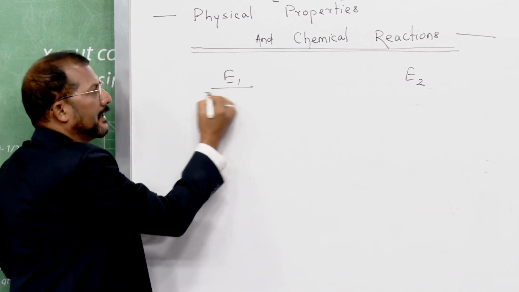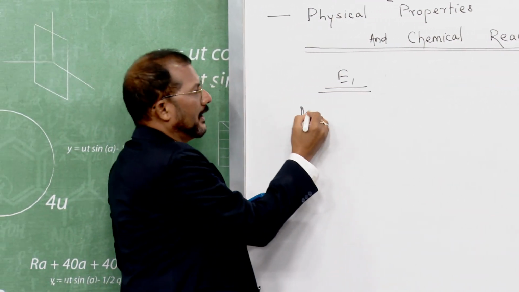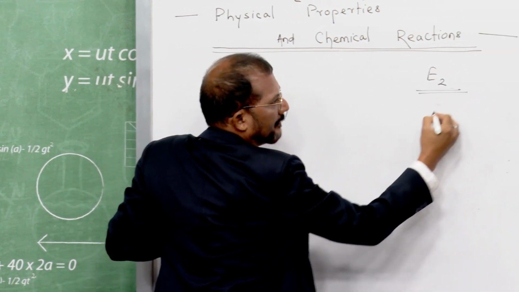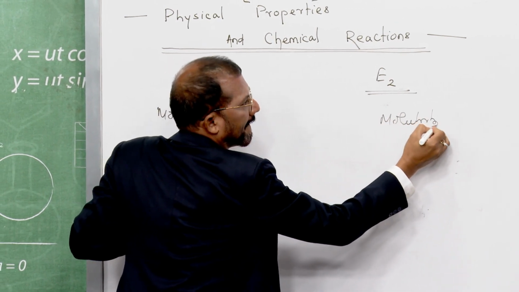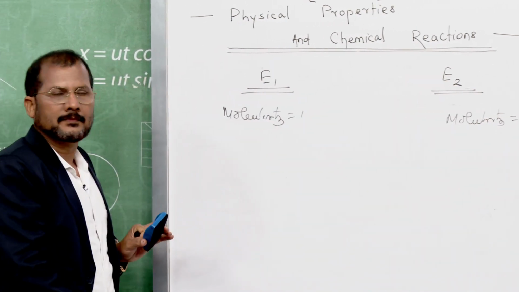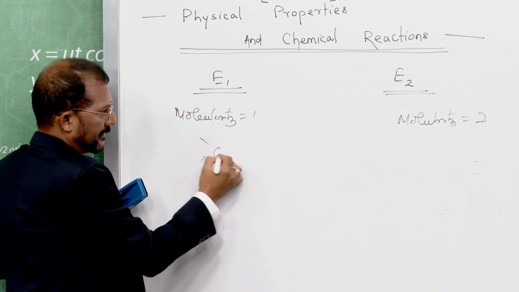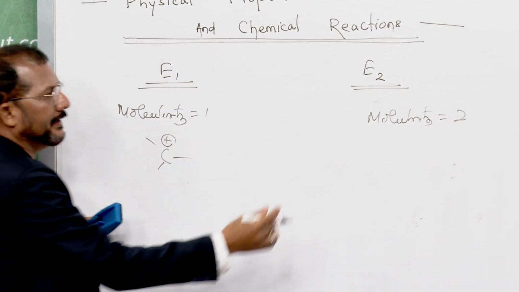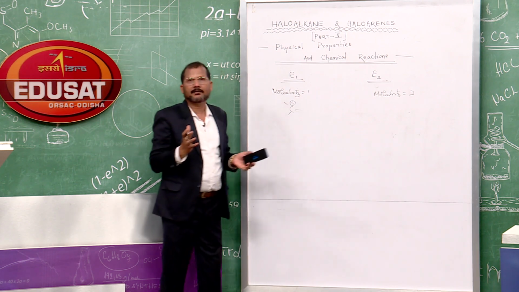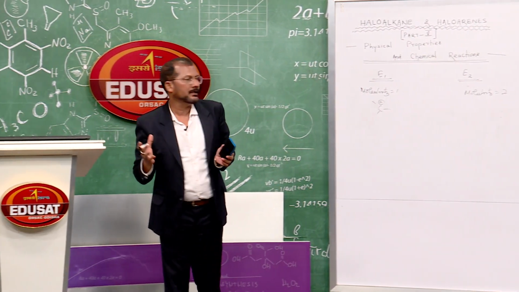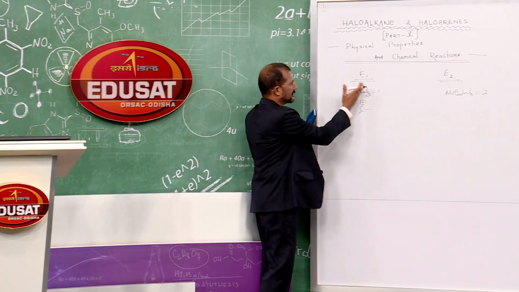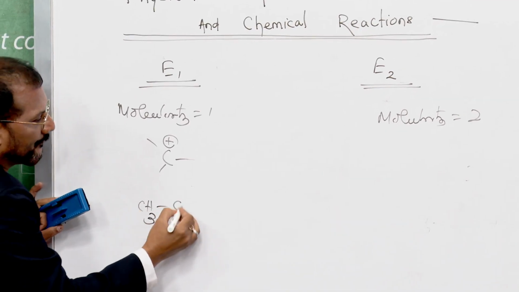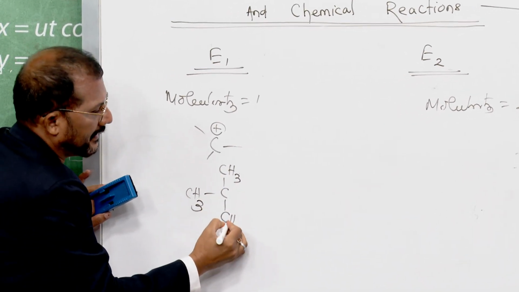In unimolecular elimination reactions, the molecularity is 1, and in bimolecular elimination reactions, the molecularity is 2. Here carbocation is an intermediate, and here the intermediate is a 5-coordinate carbon having pentavalency. 5 different groups are there around a carbon center. So let us discuss this carbocation intermediate, a particular reaction. Suppose this is the reactant, this is a tertiary halide.